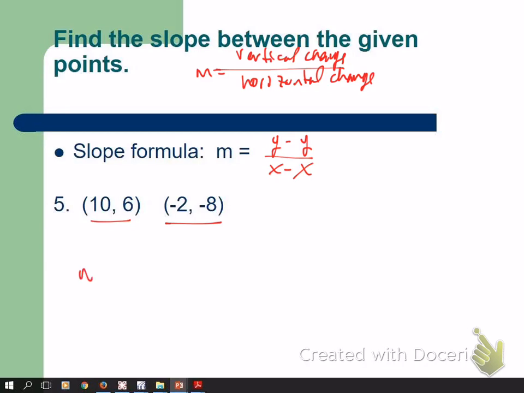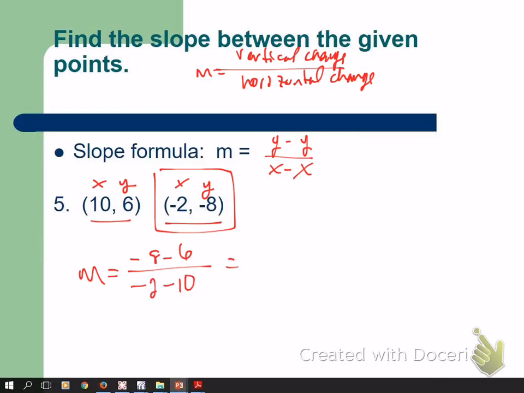Now here's what I mean. Every ordered pair has an x and a y. We want to make sure we label those. Now, for my change in y, for my difference in y, if I go -8 minus 6, I started with this point. That means for my denominator, I want to start with the same point and go -2 minus 10. -8 minus 6 is -14. -2 minus 10 is -12. And you simplified that into 7 over 6. And that's your slope. Okay?